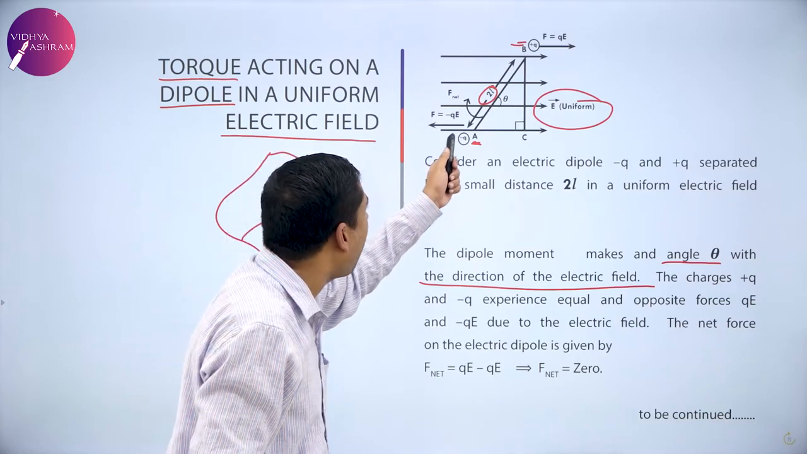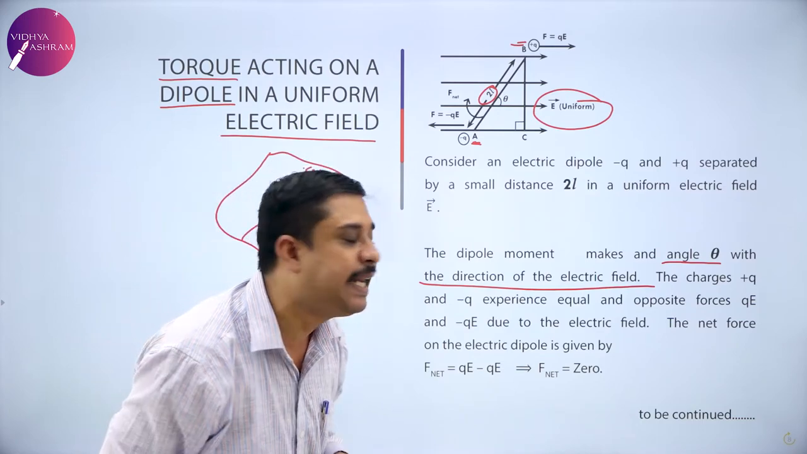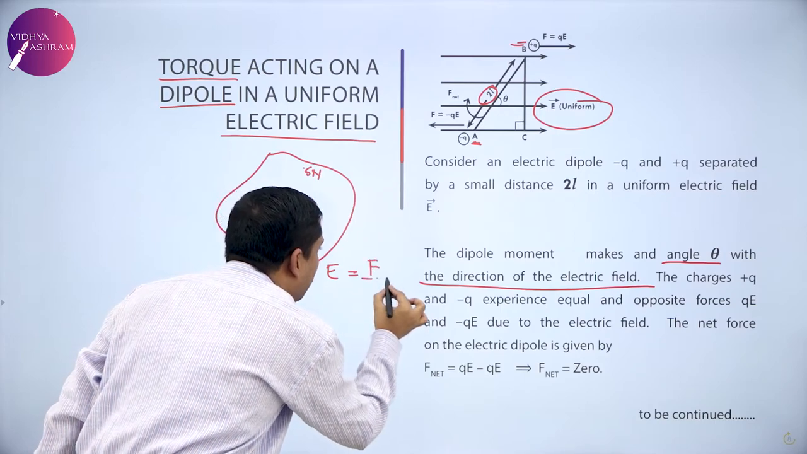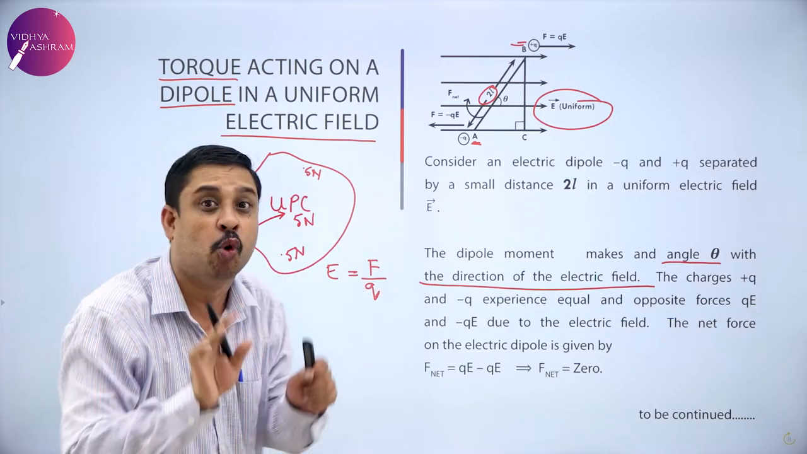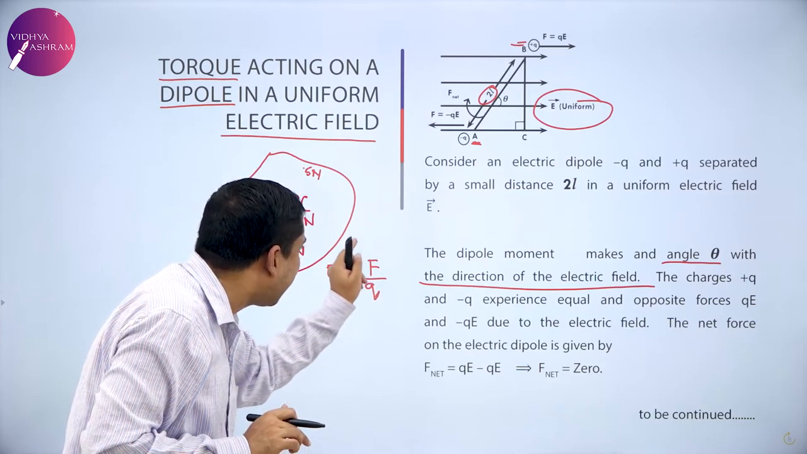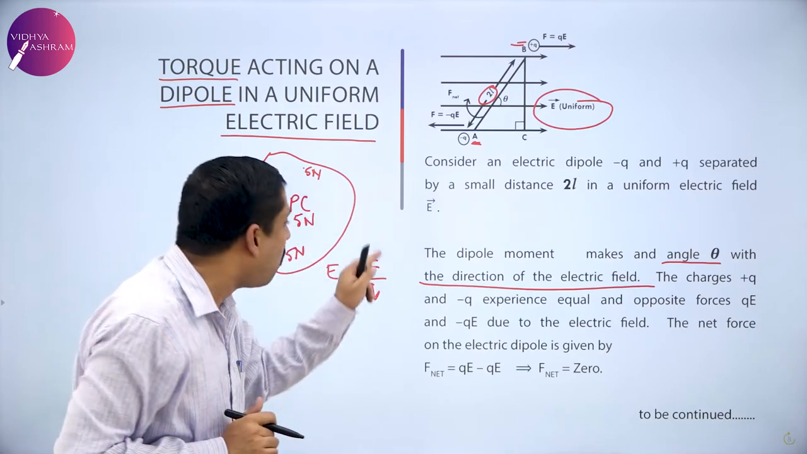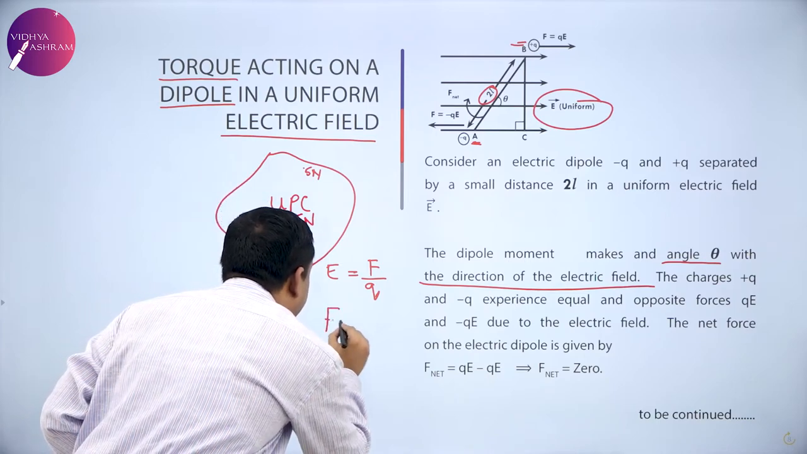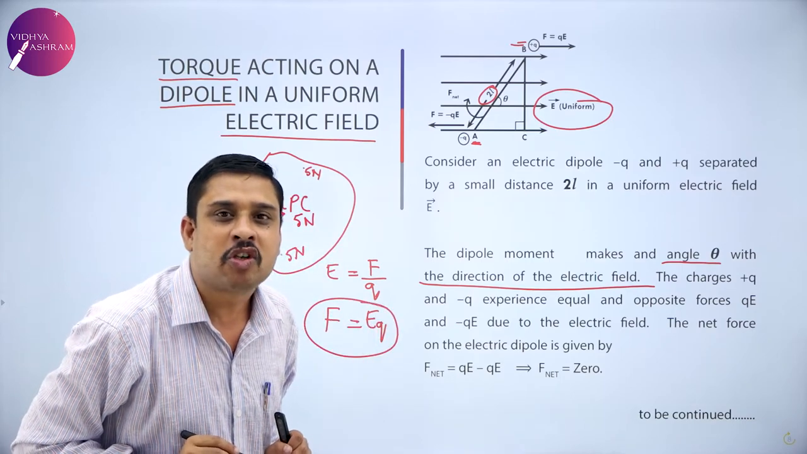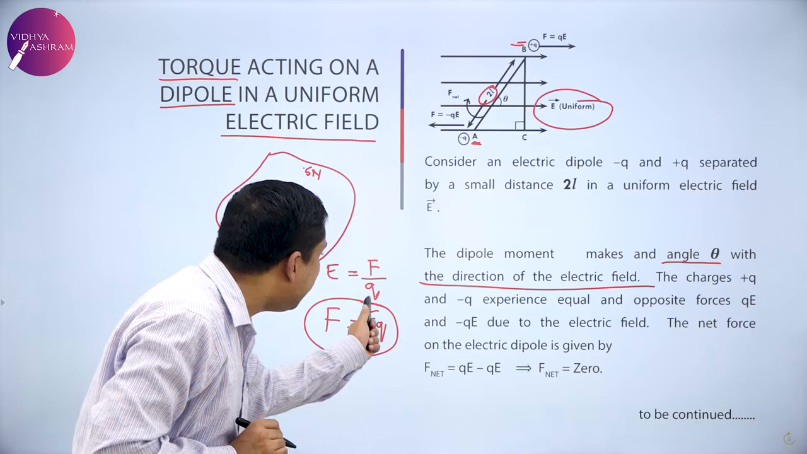What is the force acting on? Minus Q. What did I call that force? Electric intensity. And basically we knew electric intensity is equal to F divided by Q. It is a basic expression. Electric intensity is the force acting on the charge. So E equals F divided by Q. So what is the force acting on the charge? F is always E into Q. Please remember, the force acting on a charge in the electric field is F equals E into Q.